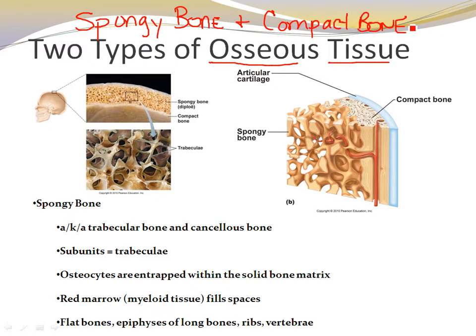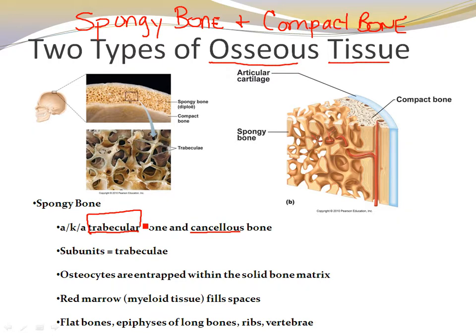And as is not uncommon when you're learning anatomy, there are multiple terms for each of these types of bones. I usually refer to spongy bone as spongy bone, but you may also see it referred to as trabecular bone and cancellous bone. So those are two other terms you may run across. Okay, why is this type of bone called trabecular bone? That's because this type of bone, it actually does look like a sponge.